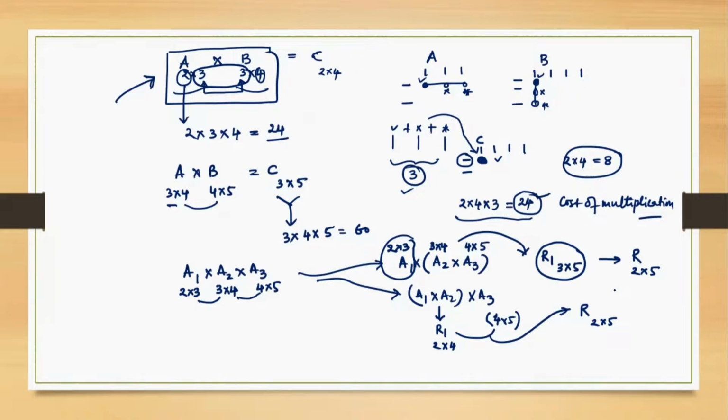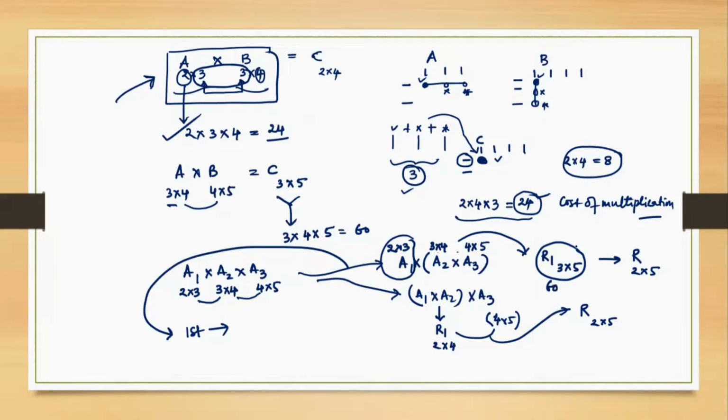But as we are least bothered about the product, we are mainly interested in the cost of multiplication. Let us now calculate the cost of multiplication. In the first case, that is the first approach, we are multiplying A2 and A3 first. So R1 is the resultant. For R1, the cost of multiplication is nothing but 3 into 4 into 5, applying the same concept here. That is 3 into 4, 12, and 12 into 5 is 60.